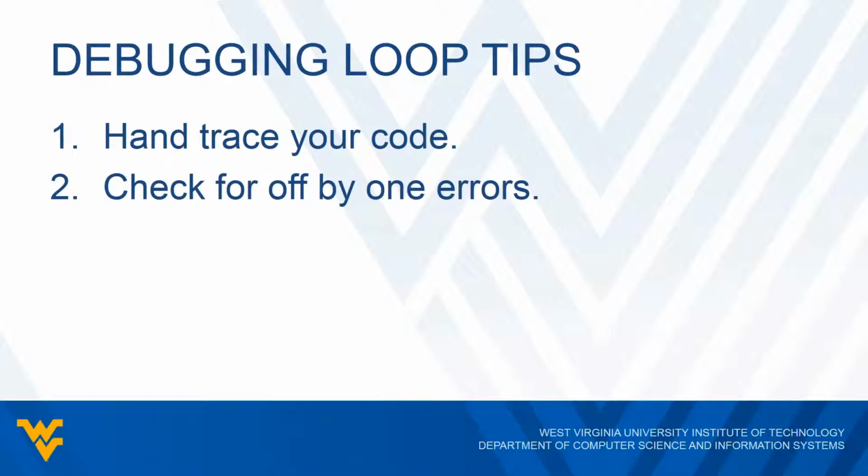The next step is to check for off by one errors. As we saw in the previous example, it's very common to run too many iterations or too few iterations. So just make sure that your loop is running the correct number of iterations.